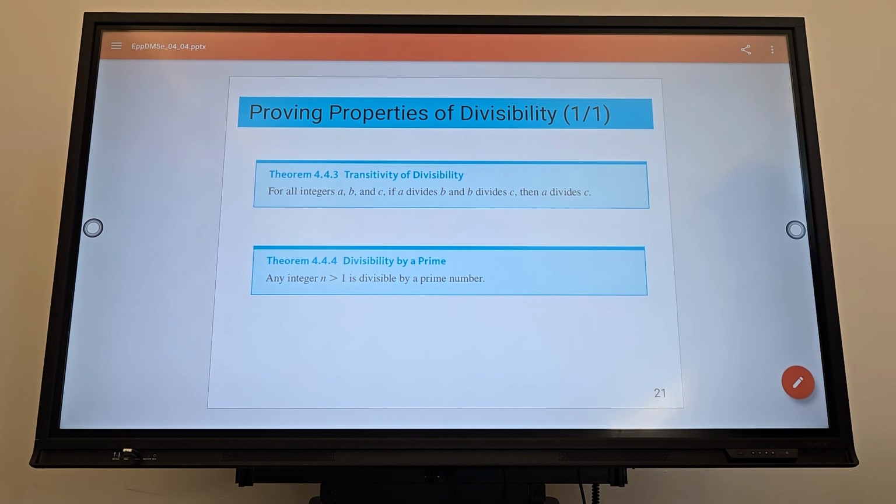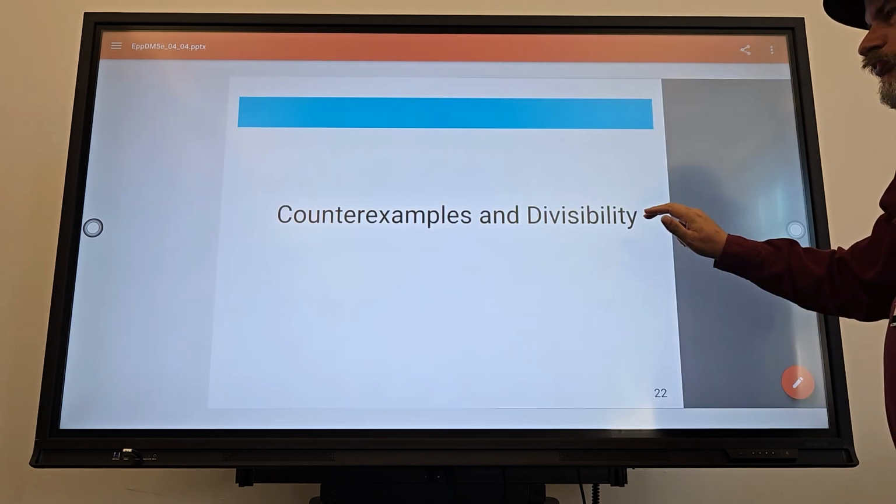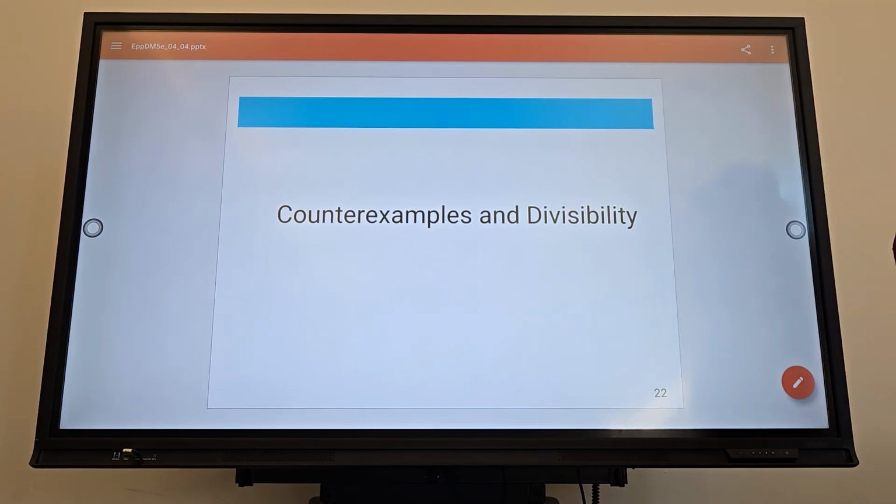Divisibility by a prime. I didn't show this as a proof, but any integer n greater than 1 is divisible by a prime number, either itself or, as we'll show later, a product of primes.